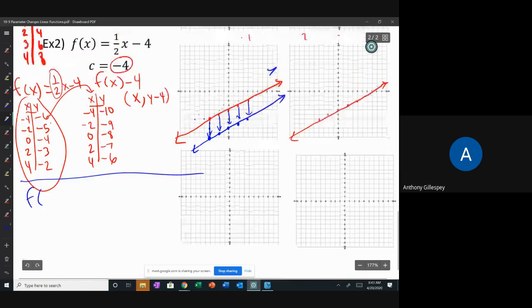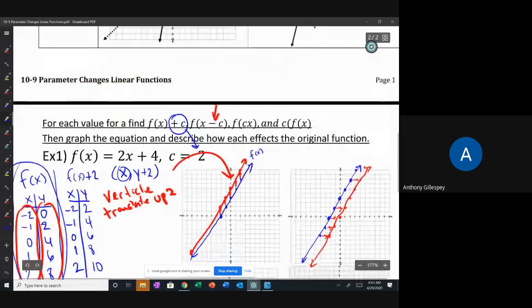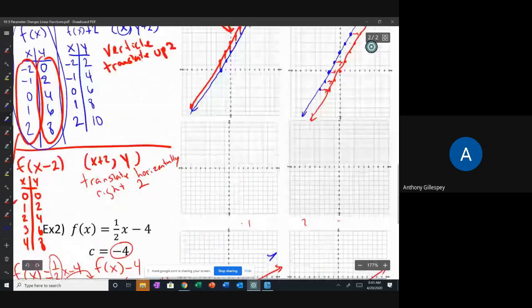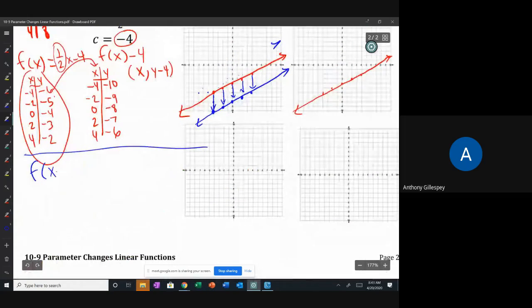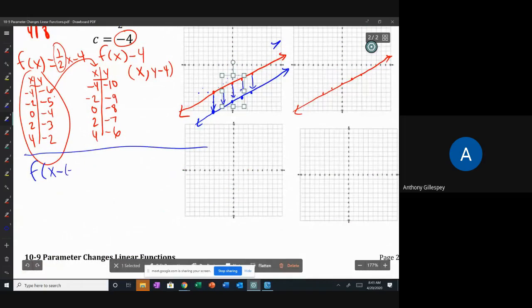Let's do f of, notice what I said here. Let's go all the way back to the beginning. It's f of x minus whatever c is. So we're going to do f of x minus negative 4, right? Which is really saying what, guys? What is that really saying? F of x plus 4. Plus 4, not plus 5. Whoever said that. All right.